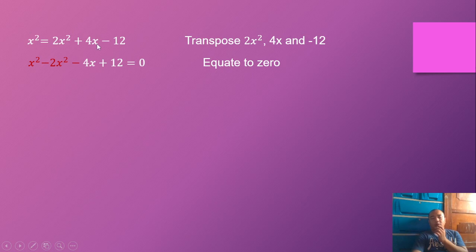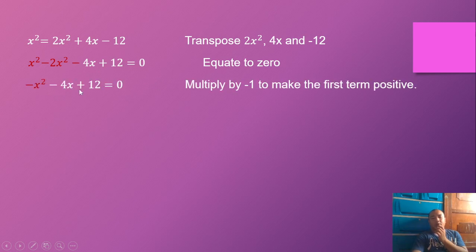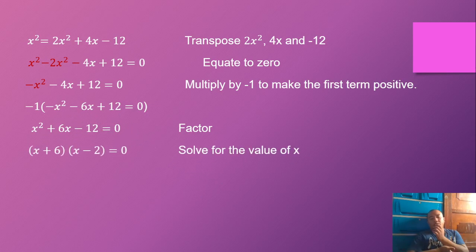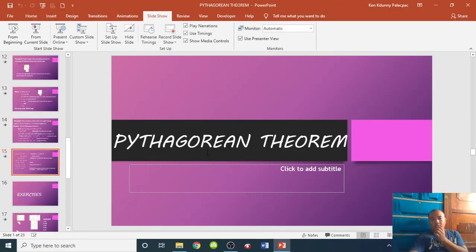Transpose the right side's terms to the left side of the equation. Change the sign when we transpose. So it becomes negative x squared minus 4x plus 12 equals 0. We multiply this by negative 1. The equation becomes x squared plus 4x minus 12 equals 0, which is a quadratic equation. Let us now solve this by factoring. What are the factors of negative 12 whose sum is 4? 6 and negative 2. 6 times negative 2 is negative 12. 6 plus negative 2 is 4. It should be 4x, not 6x. Can we edit this part?